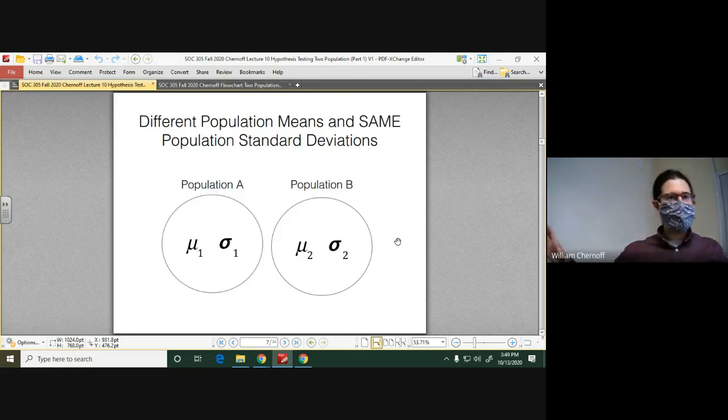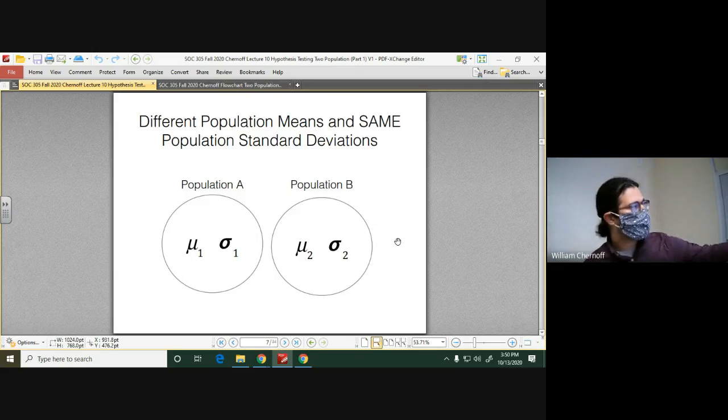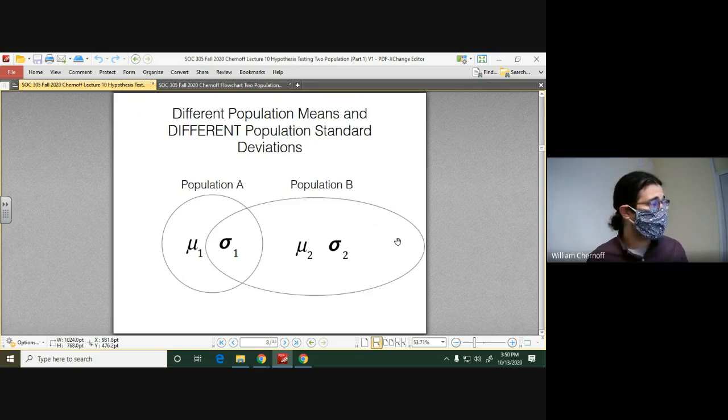So if we had population data and we were to look at all the responses between these two groups, and we saw this, then we might get the sense that these two populations are different, right? There's no overlap between them. However, if the population standard deviations are different, then we could be in this situation where there is overlap between the two populations.